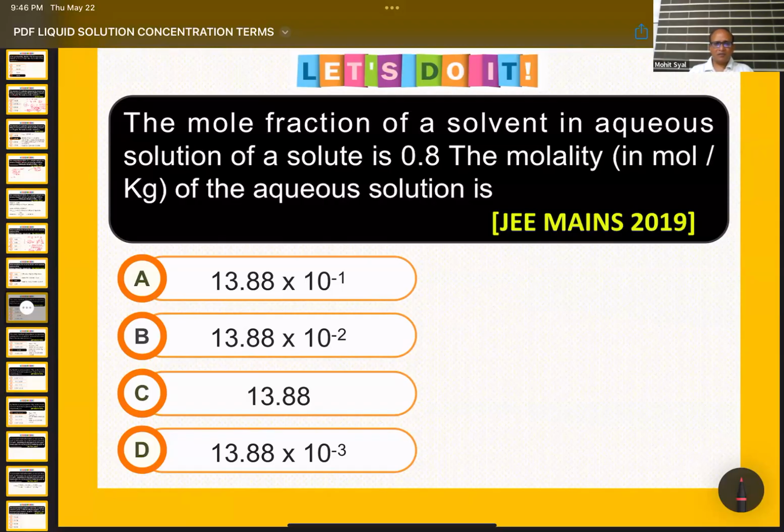So all these problems are there in the exemplar, NCERT, similar problems, and NEET also. A lot of questions are being asked in the recent past 10 years' papers. If you go through them, you will find a lot of questions. Got it?